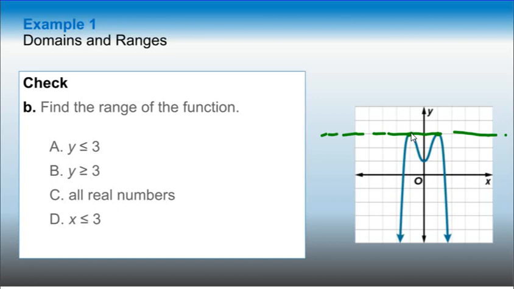Well, the blue line is going below 3, so we know it cannot be B. We know it's not D. The reason why we know it's not D is because this has an X here. That's referring to your X coordinates. So we know it's not there. It can't be C because that means I can put any value of Y and I'll get any value of Y. But here you can see on our graph that it's everything from 3 and below. So our correct answer would be letter A. Y is less than or equal to 3.